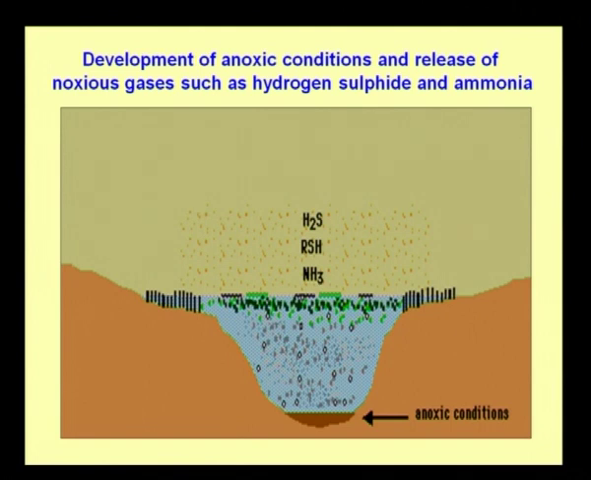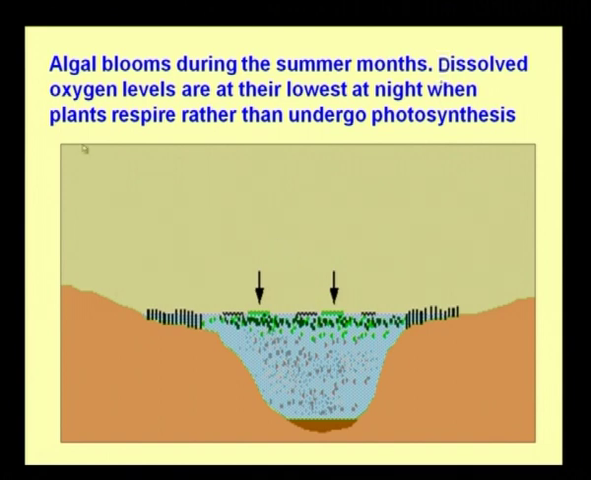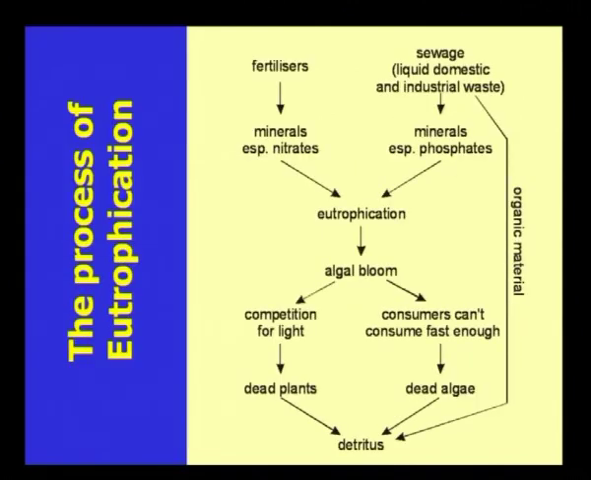So the only remaining things are the algae, a large amount of hydrogen sulphide, ammonia and other gases, and a large amount of anoxic sedimentation. The ultimate result is algal blooms during the summer months. The dissolved oxygen levels are at their lowest at night, when the plants are respiring rather than undergoing photosynthesis. Because the plants do not have sufficient oxygen, they respire rather than photosynthesize, and this can also be explained by this flow diagram.